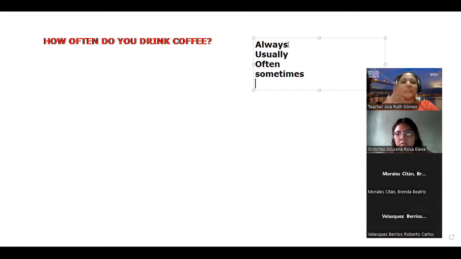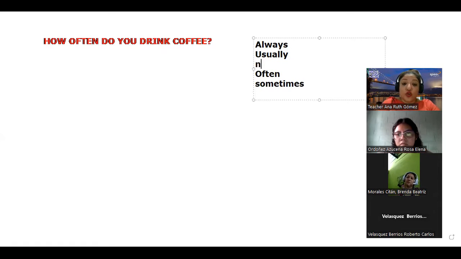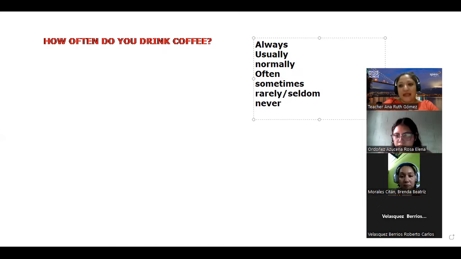Almost always, almost never. Usually, you can say normally, this is another adverb of frequency. You can say often, sometimes. You can have rarely, okay, rarely or seldom, which is rara vez or raramente, right? And then we can have never. Now, these are the adverbs of frequency.